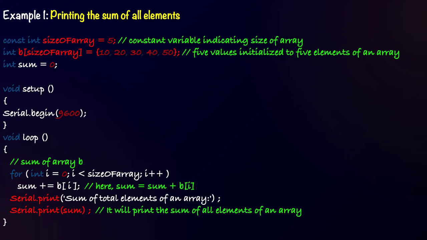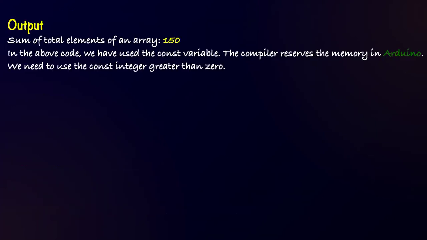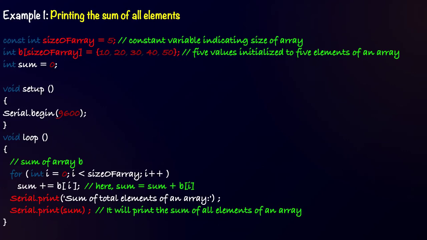Now Serial.print sum of total elements of an array. We print this whole statement with the colon over here, and Serial.print sum. It will be printing the sum of all elements of an array. So it will show like this, the output: sum of total elements of an array, the statement, and then the number. See, sum of total elements of an array, 150. Understood? I hope you understood. See if it is correct or not. 50 plus 40 is 90, 90 plus 30 is 120, 120 plus 20 is 140, 140 plus 10 is 150.